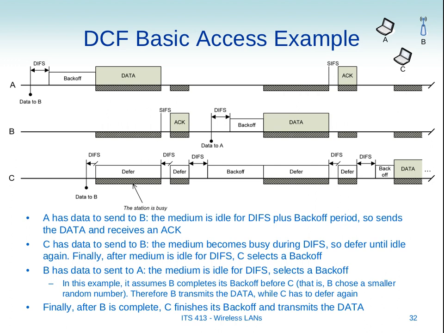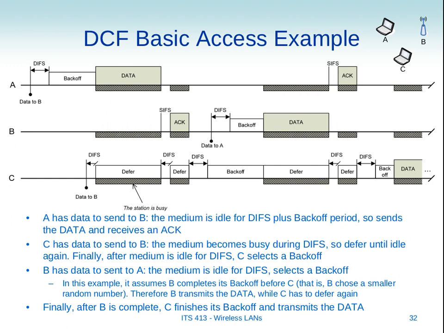From our perspective, we'll think that the arrival of data to send at the wireless LAN layer is random. That is, from the wireless LAN's perspective, we get data from the higher layer at random intervals. We don't know when it will come. It's not going to come every 10 milliseconds. Unlikely. It's going to depend on many different factors.